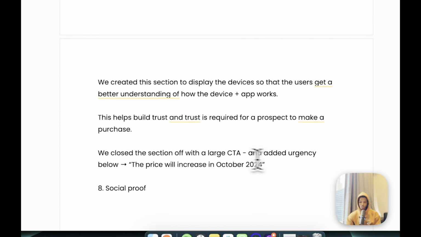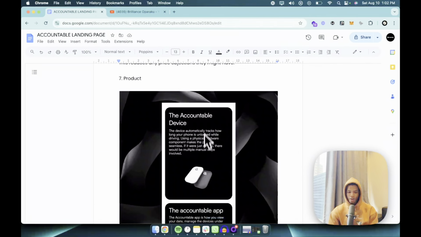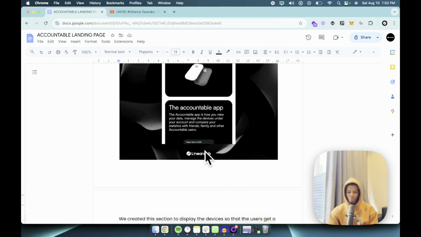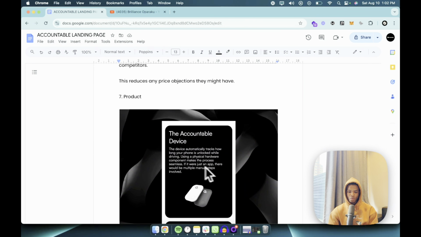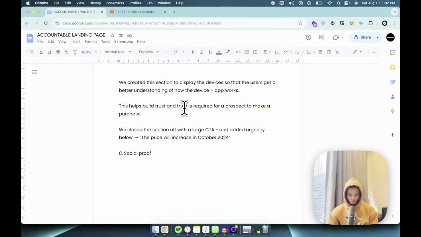We closed up the section with velocity and added urgency below. The price will increase in October 2024. So you can see right here we have the product shots. We also have shots of the app, and we also had some description. So we said the device automatically tracks how long your phone is unlocked while driving, and this one, the accountable app, is used to view the data, manage the devices under your account.